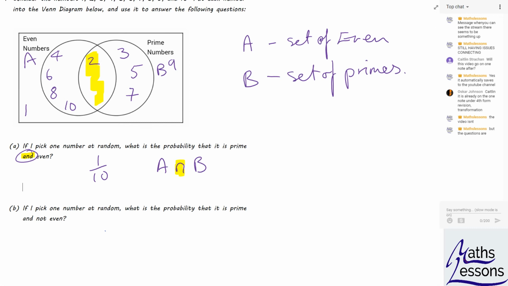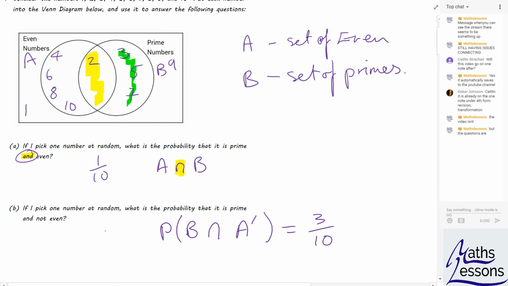If I pick one number at random, what is the probability that it's prime and not even? So we've got prime, which is B, and intersect not even, so A dash, would be prime and not even. So we're looking for the probability of B intersect not A. So we're not A, but we're prime, is going to be these numbers here, 3, 5, and 7, because it's not in A and it's prime. So that's going to give us 3 out of 10 for our probability.